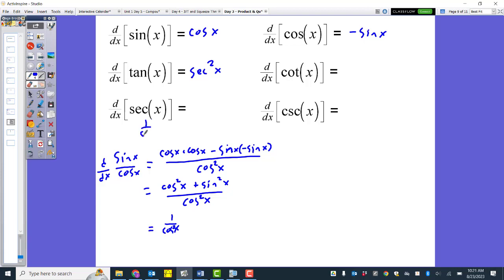So this is 1 over cosine, find that derivative. Cosine over sine, find that derivative. And then 1 over sine and find that derivative. I'm not going to go through that full process. I do just want to go ahead and tell you what they are. So this is going to be negative cosecant squared x. This is going to be secant x tangent x. And this one is going to be negative cosecant x cotangent x.